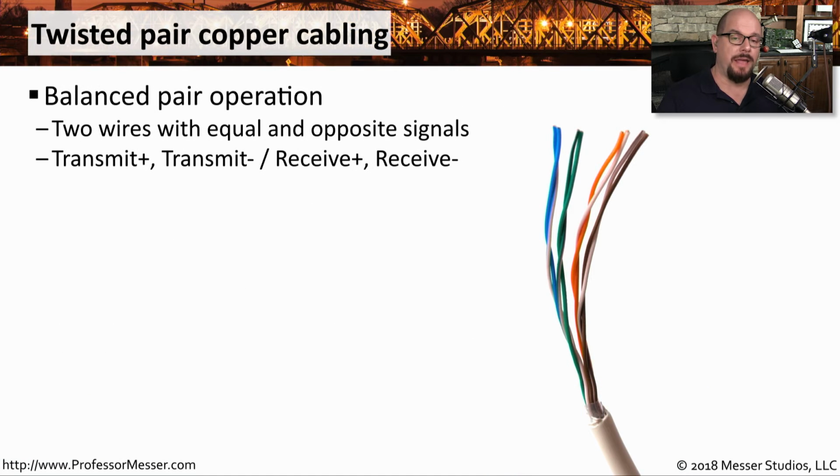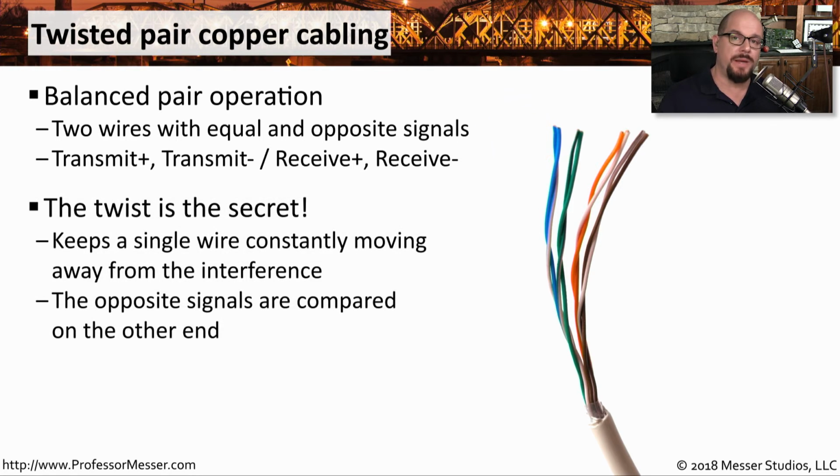If we look inside our cables, we'll see that there are different pairs of cables that are twisted around each other. These are twisted pair cabling. These are using balanced pair operation, which means we're sending the same signal over each one of those pairs, but one of those signals will be positive and one of those signals will be negative. It's this twist that allows us to receive information over this cable even when there might be interference. That's because this twist will be constantly moving away from any interference as the signal goes through the wires.